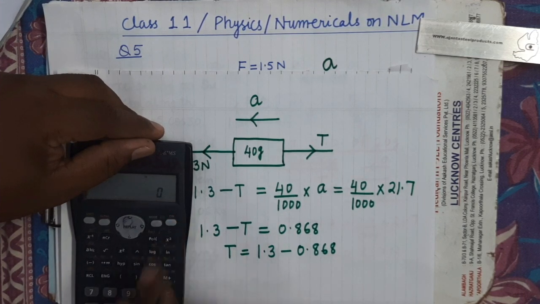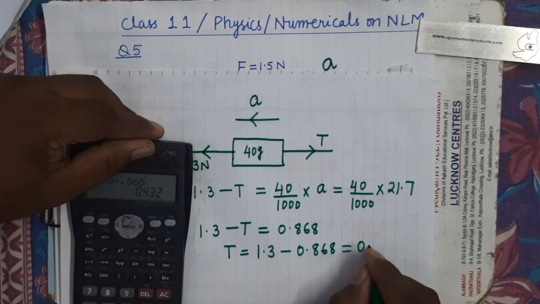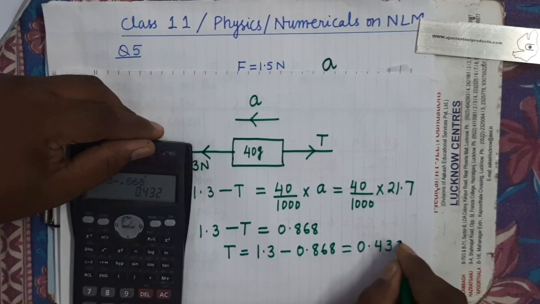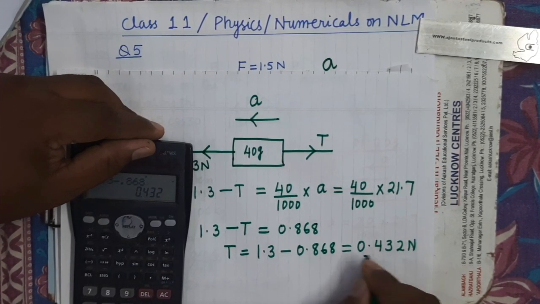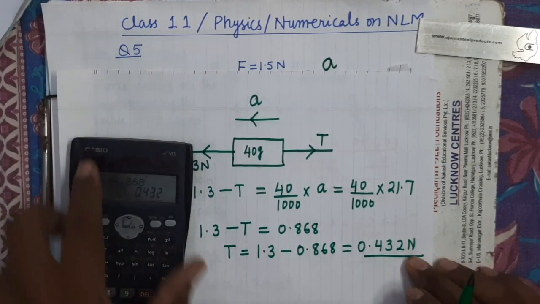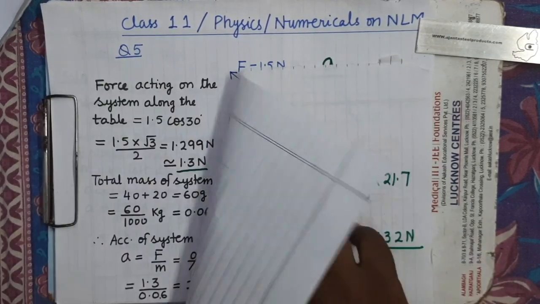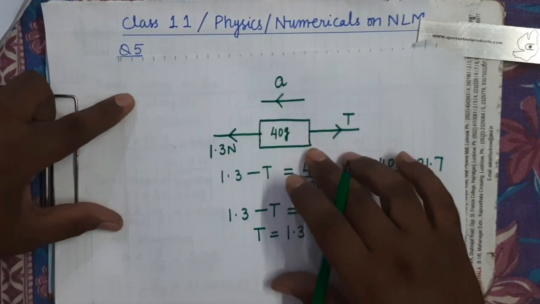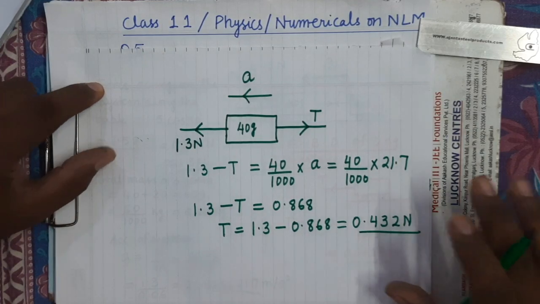So it will be 1.3 minus 0.868. So this is 0.432 Newton. Means you will get the same answer. There will be no difference in the answer. It is clear. So this way you can draw the free body diagram.